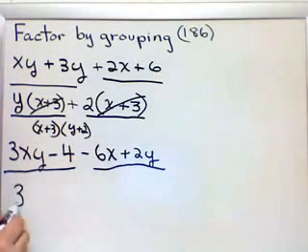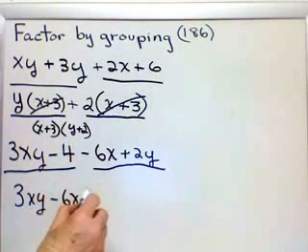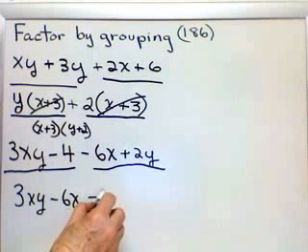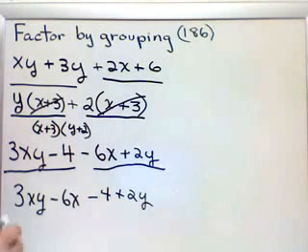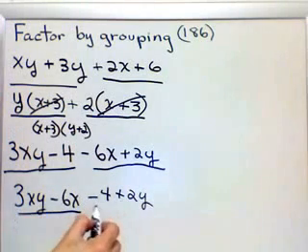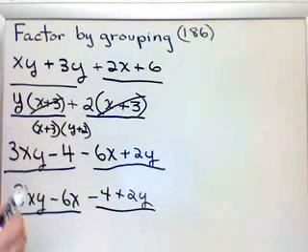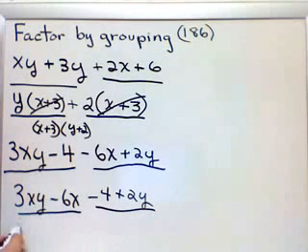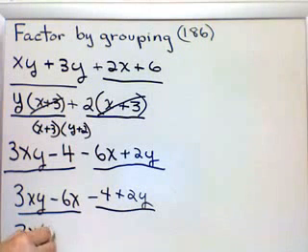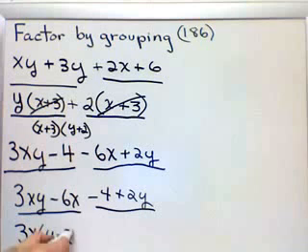So let's do this. 3xy minus 6x, and then minus 4 plus 2y. All right, let's underline the 2 groups. See if they have anything that can factor out. What can factor out of these 2? And take the greatest common factor. They both divide by 3 and x. So 3x gets factored out, and what have I got left? Y here, and divide 3x here, I get 2.